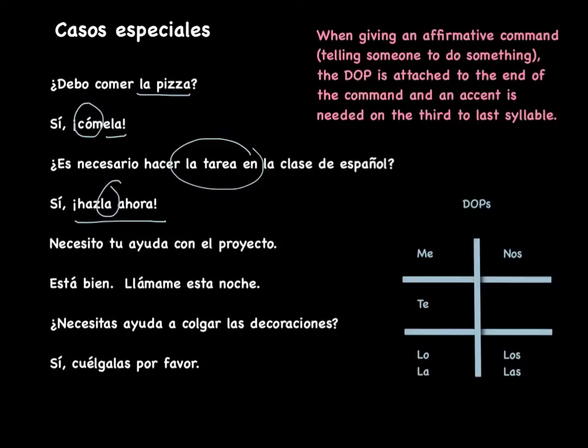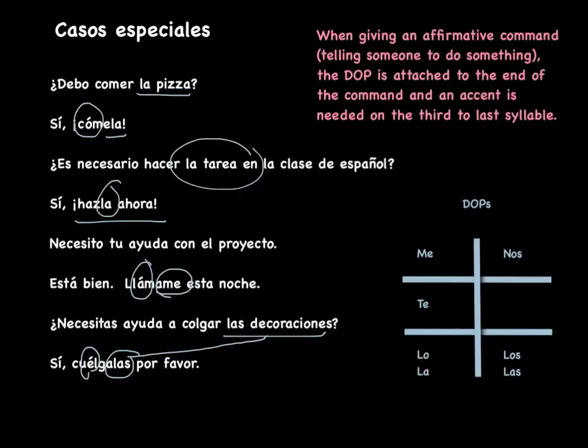Necesito tu ayuda con el proyecto. Está bien. Llámame esta noche. Call me tonight. Notice our accent and the me is substituted at the end there. ¿Necesitas ayuda a colgar las decoraciones? Sí, cuélgalas, por favor. Yes, hang them, please. Accent over our E, and las is substituting las decoraciones. So again, our DOP is attached to the end of our command.